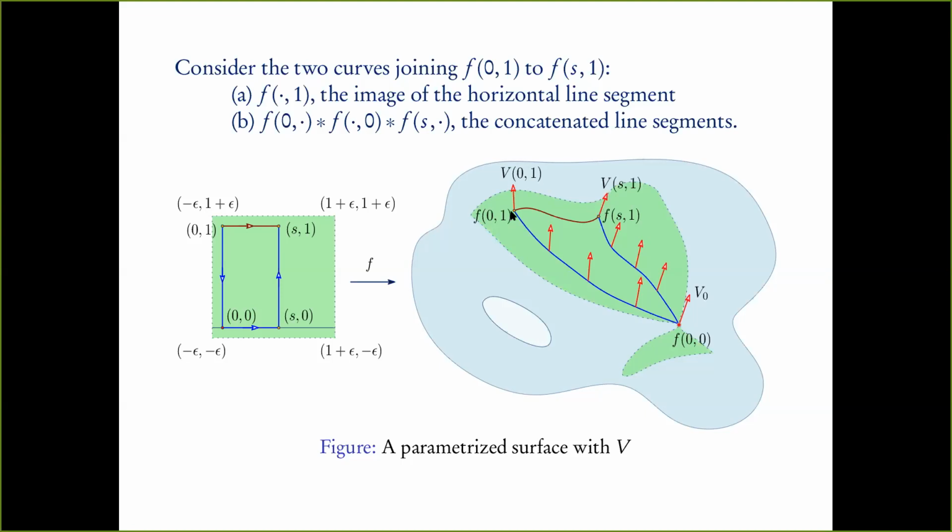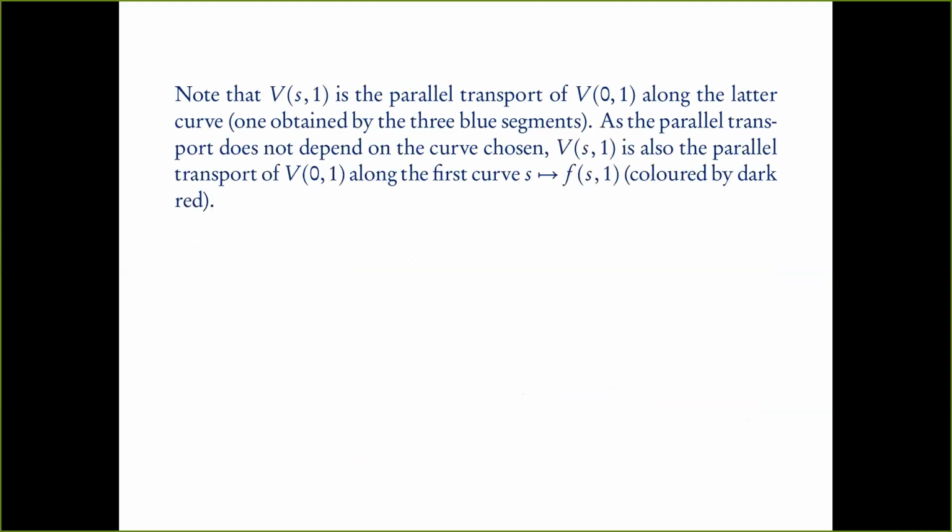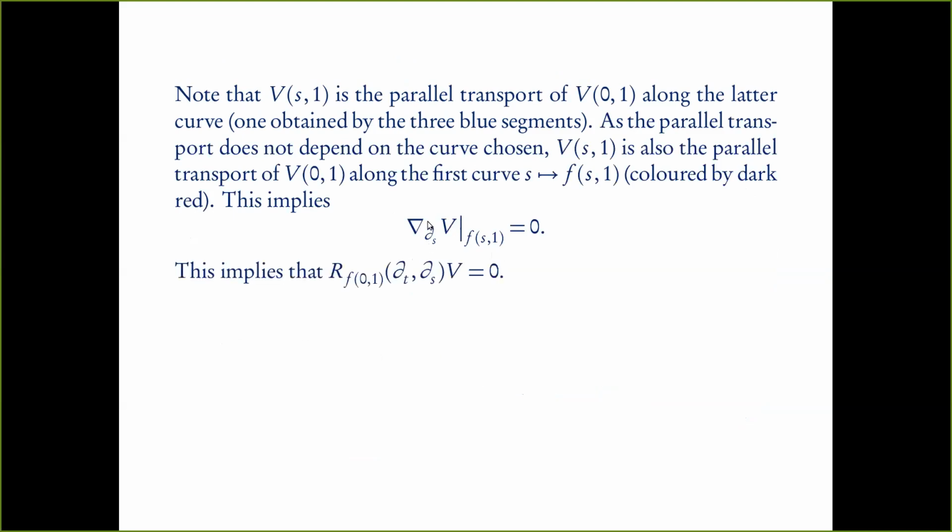The point is that if I covariantly differentiate V along del by del S, Vs1 is the parallel transport of V01. So this implies that if I calculate nabla del S of the vector field V at f of S1, it's going to be 0, because V is parallel along del by del S. Once this is 0, I can apply nabla del t, that's going to be 0. But that at the end of the day tells me that R at the point f of 0, 1, del t, del S acting on the vector V is 0. So we're almost there.